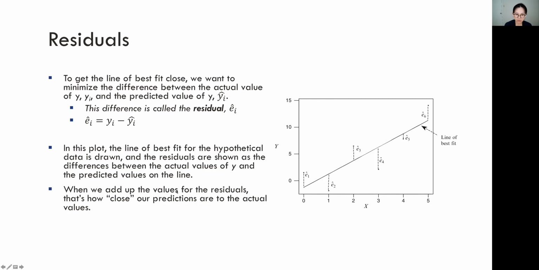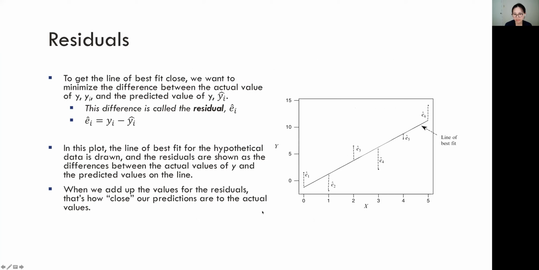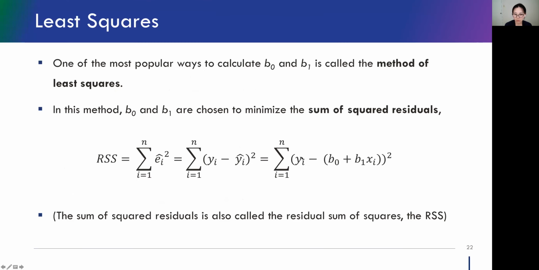Okay, and when we add those residuals up, that's how close our predictions are to the actual values. One of the most common ways to calculate b0 and b1 is called the method of least squares, and this is the mathematics we use to do the estimation. The previous slide just shows intuitively how we are going to find this line, but eventually we have to use math to do the calculation.